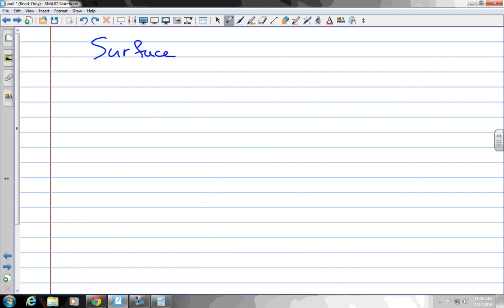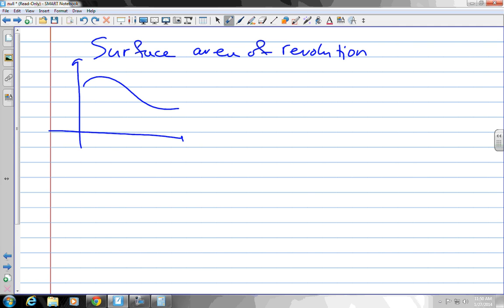Surface area of revolution. So what we're talking about now is, you take a curve and you just rotate the curve. Don't worry about the volume, just look at the surface area of the object. So whatever this thing is, you're just looking at the surface area. Okay?